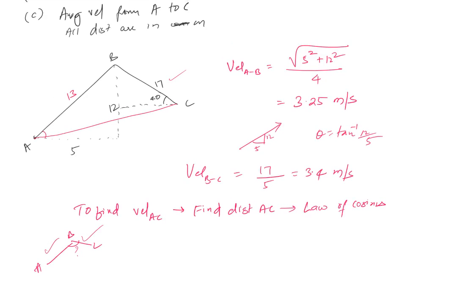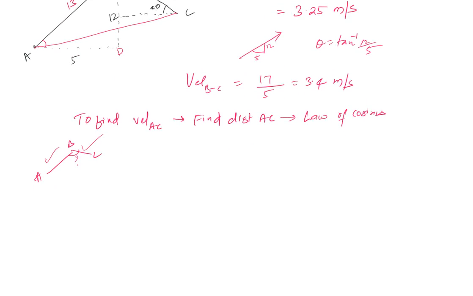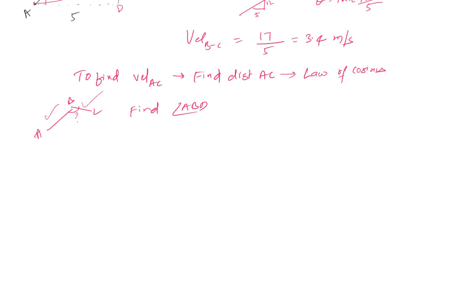If this is 40 degrees, then that will be 50, and if that is 50, all we need to do is find this angle. Okay, how do you find that angle? You can find that angle from this triangle, from ABD, let me call that D. Find angle ABD, which is simple.